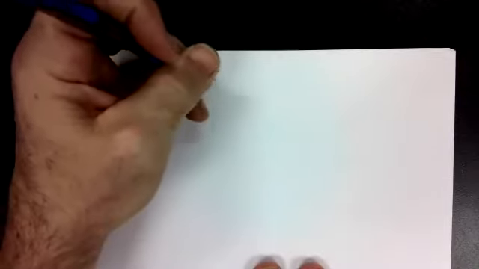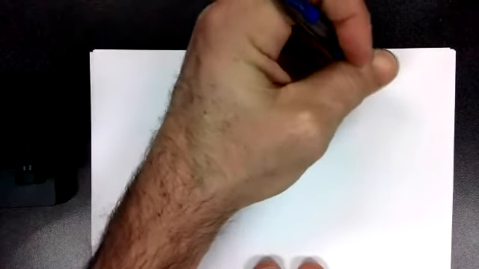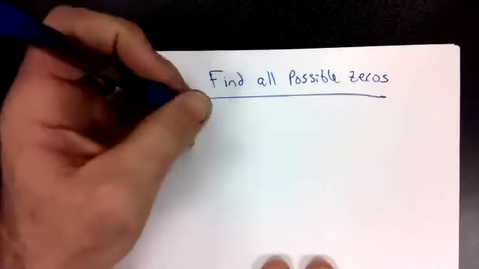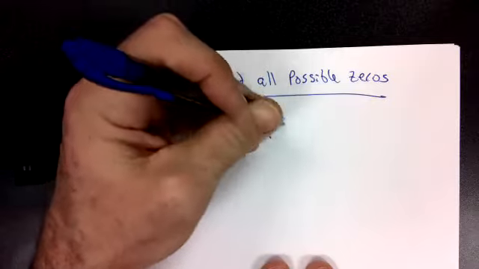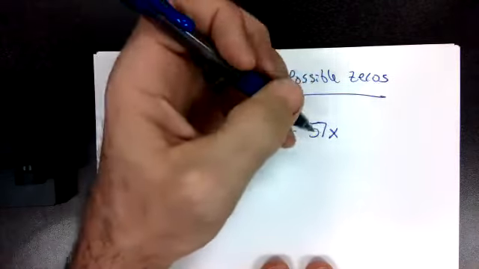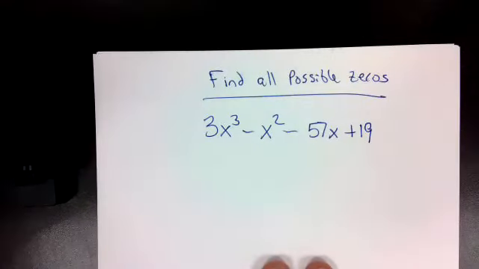We'll do another one of those. So again, the prompt will be find all possible zeros. And they'll give us some kind of polynomial. So 3x cubed minus x squared minus 57x plus 19.